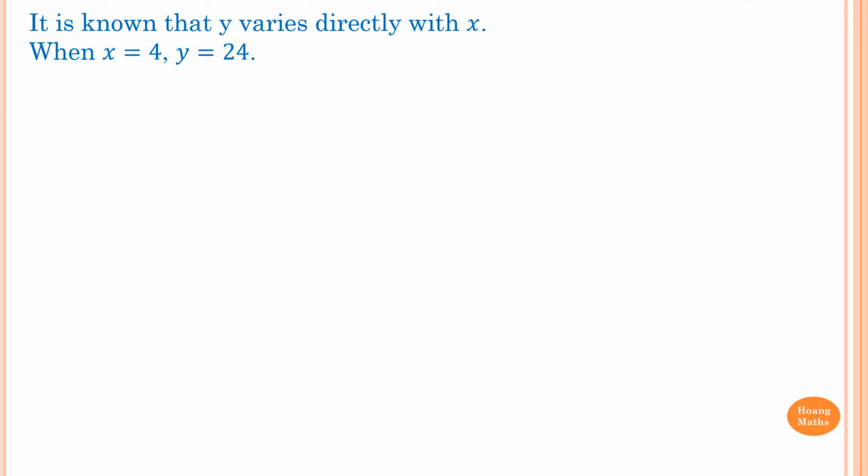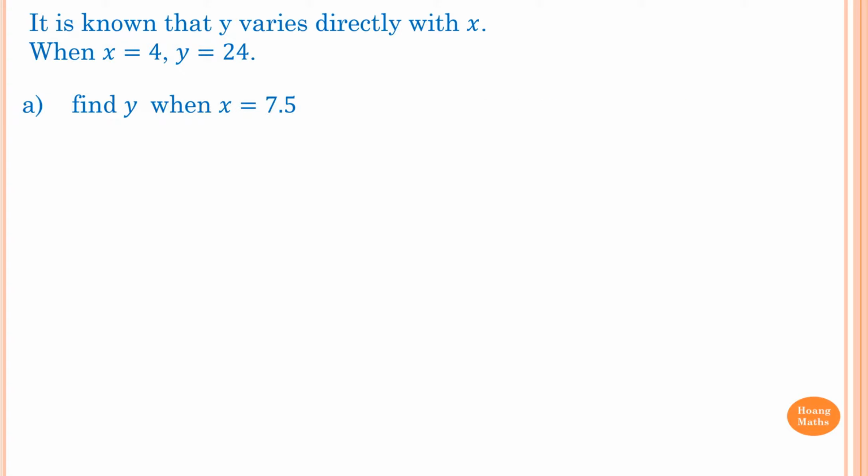It is known that y varies directly with x. When x is equal to 4, y is equal to 24. Find y when x is equal to 7.5. Part B. Find x when y is equal to 21.